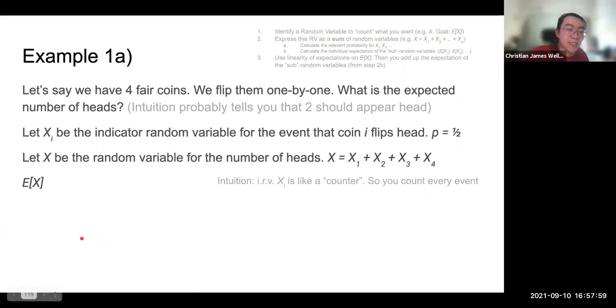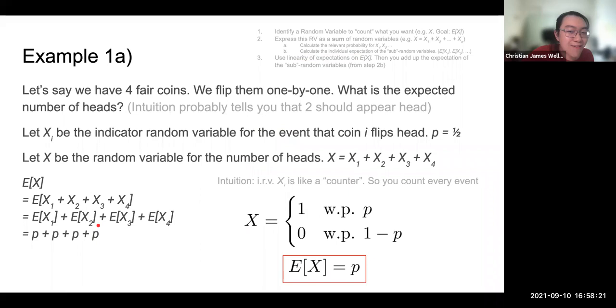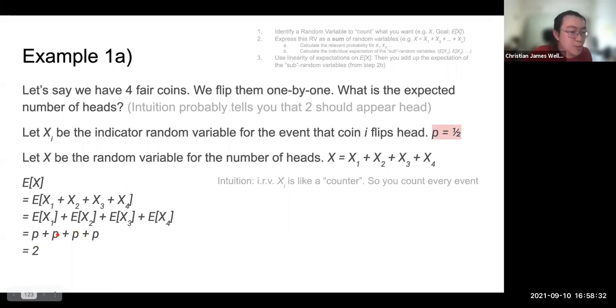So expectation of X, let's analyze it now. Okay, so expectation of X equals this thing, right? I just substitute how I defined X, how I decomposed it. And then by linearity of expectation, you can separate them. Now this is the nice thing. The next thing is that we know all these expectations for free because we know the probability, right? It's just p. Okay, and because we know each of the probabilities is half, then it is half times 4, which is 2.